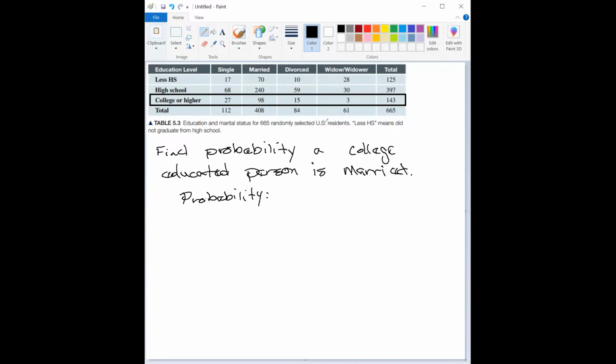It's just a matter of finding, all right, so we want married people. So what's the probability that someone's married? So you want the number of people that are married over the total number of people. How many total people who are college educated? 143. Okay, and so that's the way that you can do these conditional probability problems.